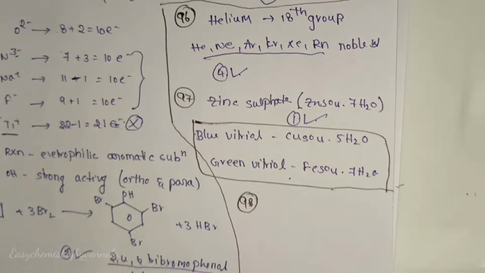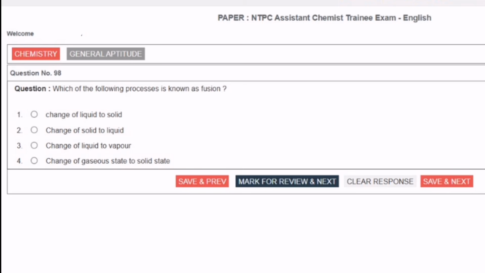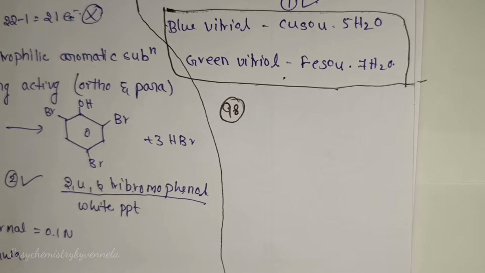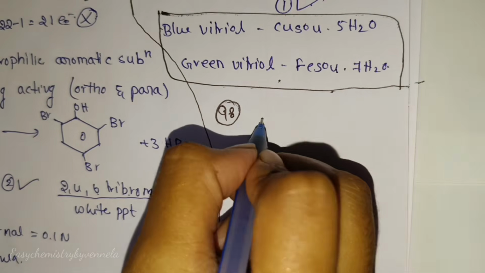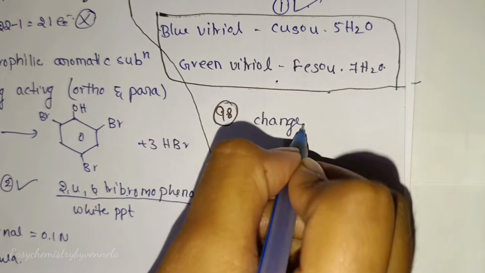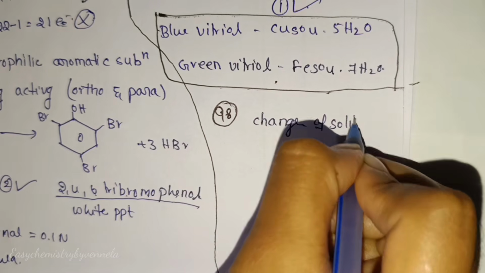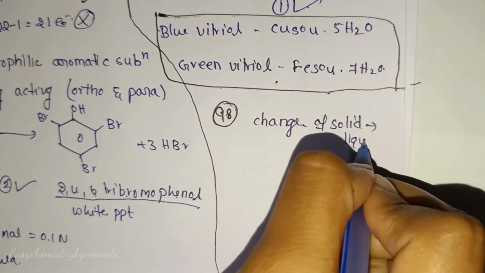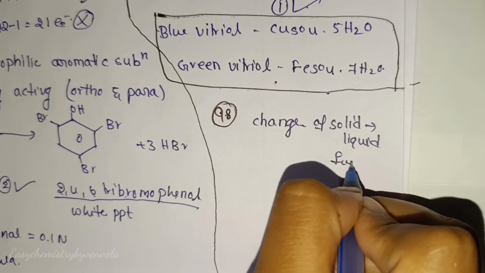Next question. Which of the following process is known as fusion? Which one? Change of liquid to solid, change of solid to liquid, change of liquid to vapor, change of gaseous state into solid state. Which one? Change of solid into liquid. This is known as fusion.